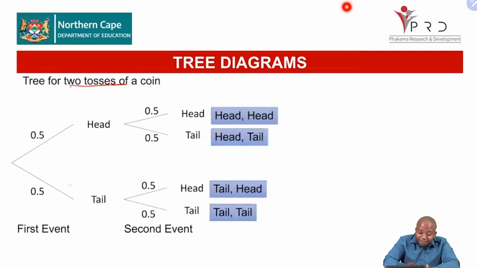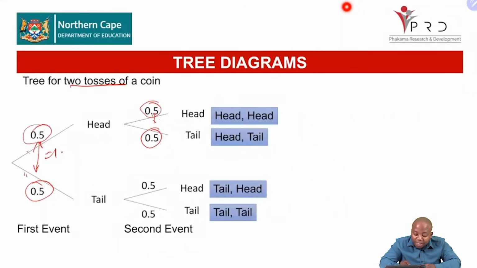Now, in the first event, the probability of getting a head or a tail is 0.5 and 0.5. If we add 0.5 and 0.5, we get 1. So each split that you see here adds up to 1. Again, the probability of getting a head or a tail is still 0.5, 0.5. When we add them, we are still getting a 1. So each split is giving us a 1. In the first event, we have 0.5 probability of getting a head or a tail.